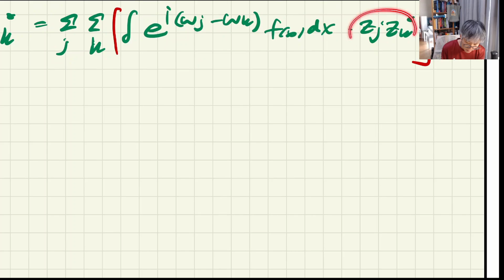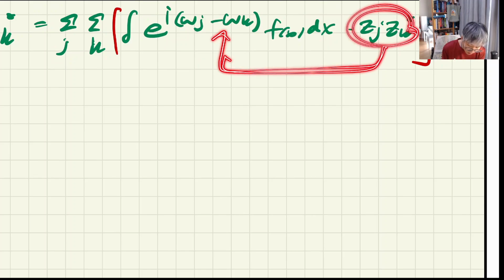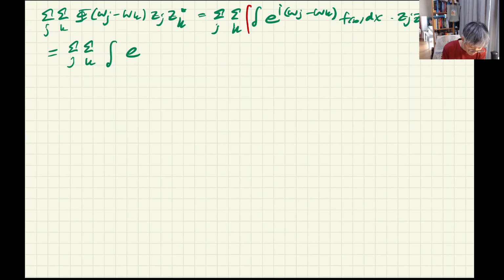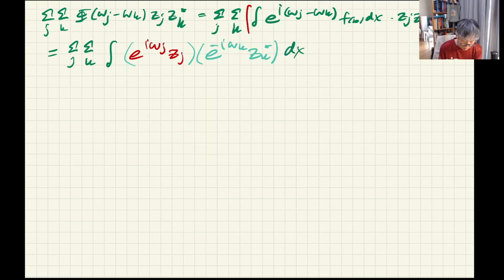So what I mean is that this doesn't involve x, so it can be either inside or, sorry, either inside the integral or outside. Now I'm just going to move it inside to form the term. So I'm going to have e to the i omega j zj times cj, and I'm going to have another term, e to the minus i omega k zk star times ck star, and now dx.